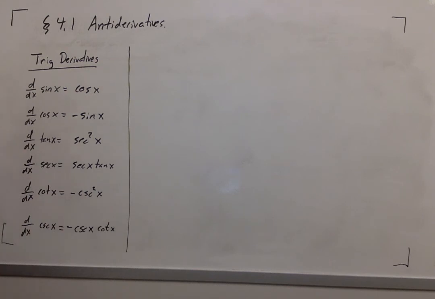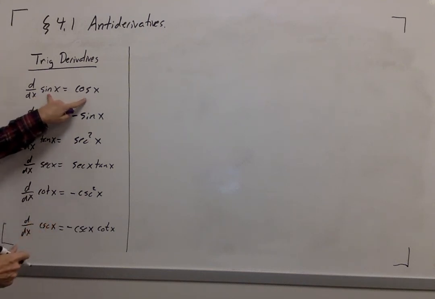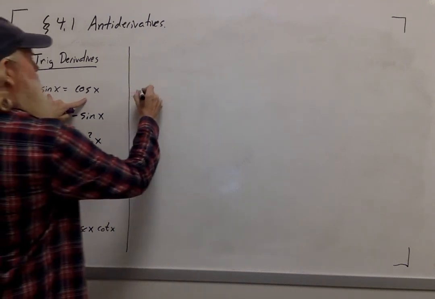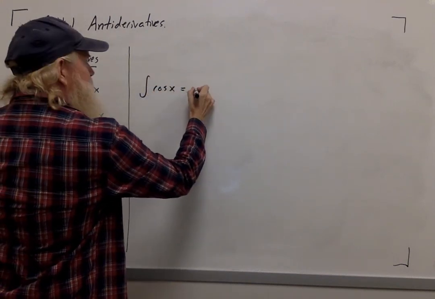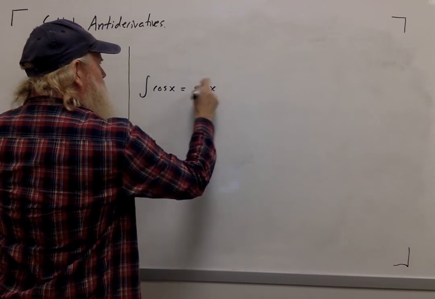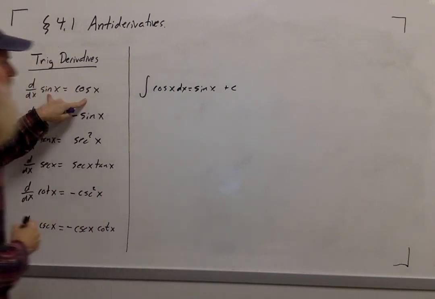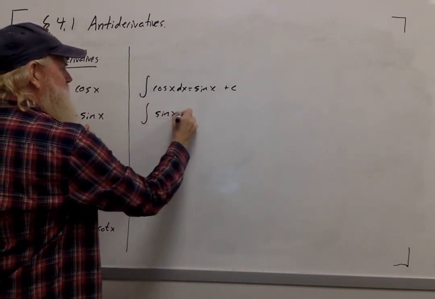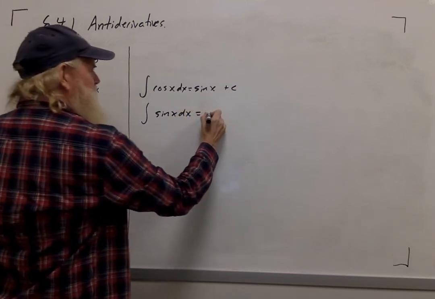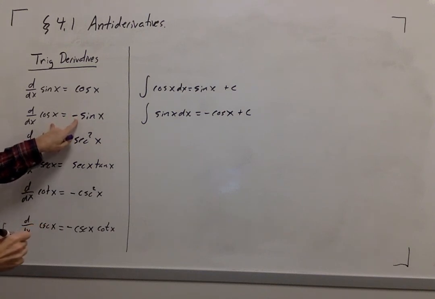Now, associated to each of these derivatives is going to be a corresponding antiderivative rule. For example, since the derivative of sine x is cosine x, the antiderivative of cosine x is sine x plus c. Put my dx in there. Similarly, the antiderivative of sine x is going to be negative cosine x plus c, and move the negative to the other side.